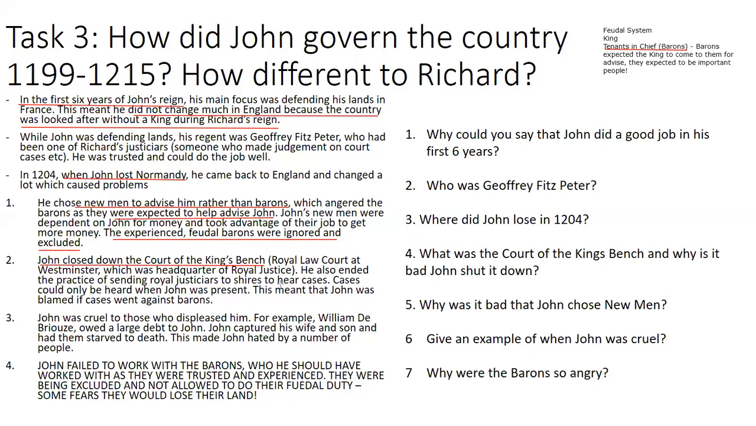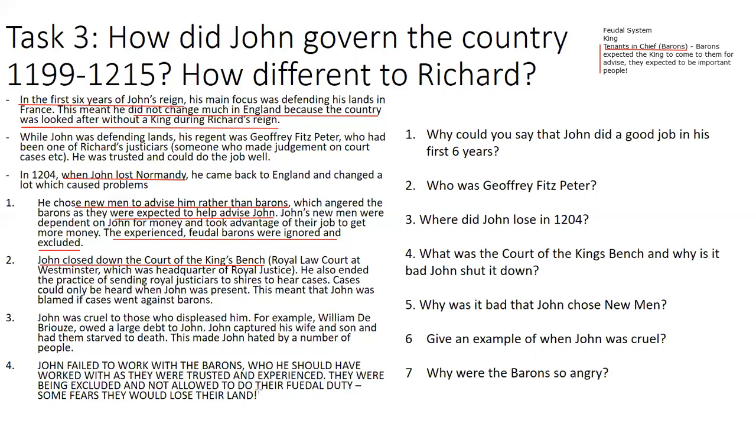So if anything went against the barons, John would get the blame because he was the one giving judgment, which made John really unpopular because the barons thought they would have John's loyalty. But John showed he wasn't very loyal to his most important group to keep on side.